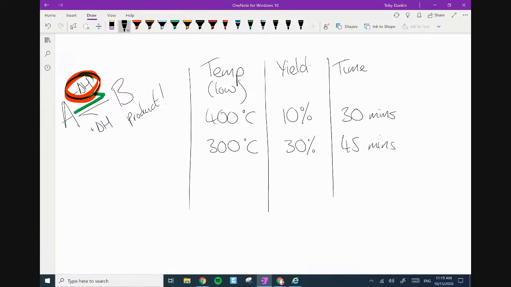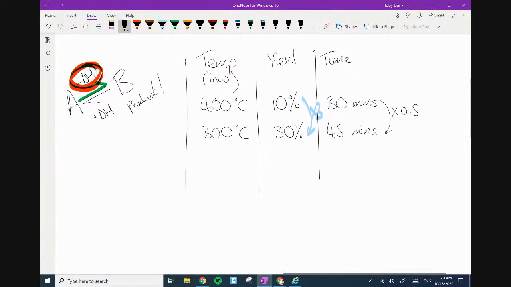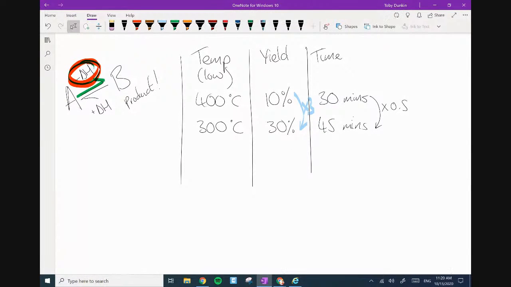Well, I have increased the yield by 3 times, but only increased the time by 50%. I've increased that by 0.5. So what that means is that is definitely worthwhile doing. Yeah, there's a balance here. It takes more time, but I'm getting 3 times more out on each pass.